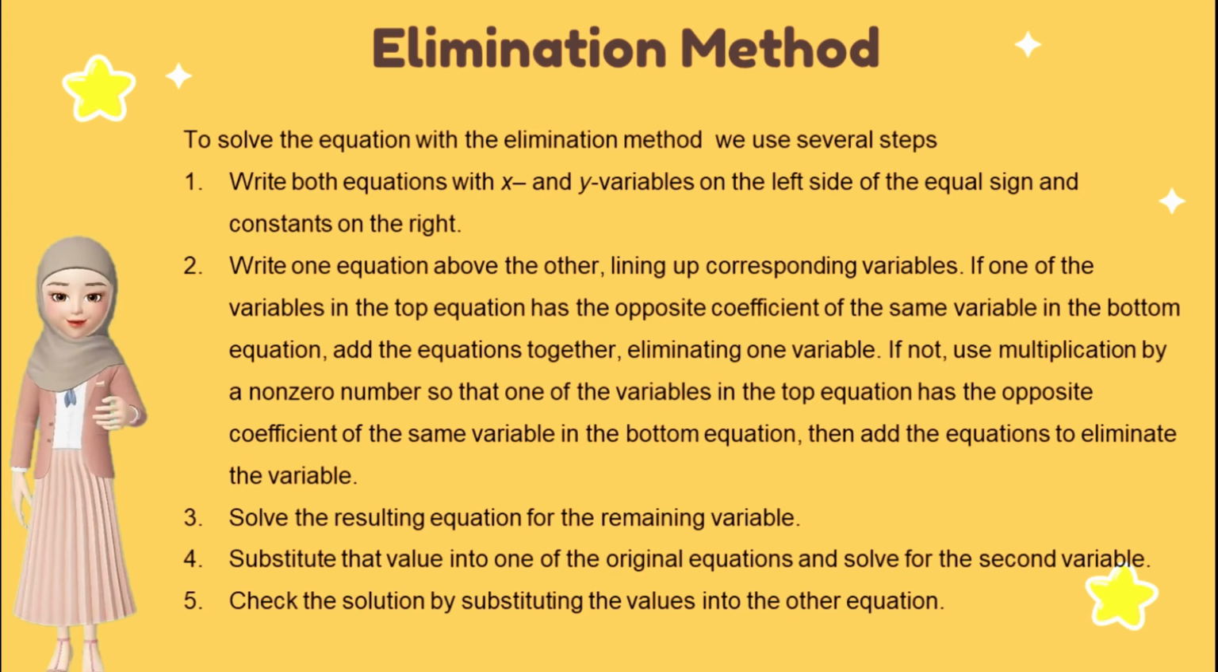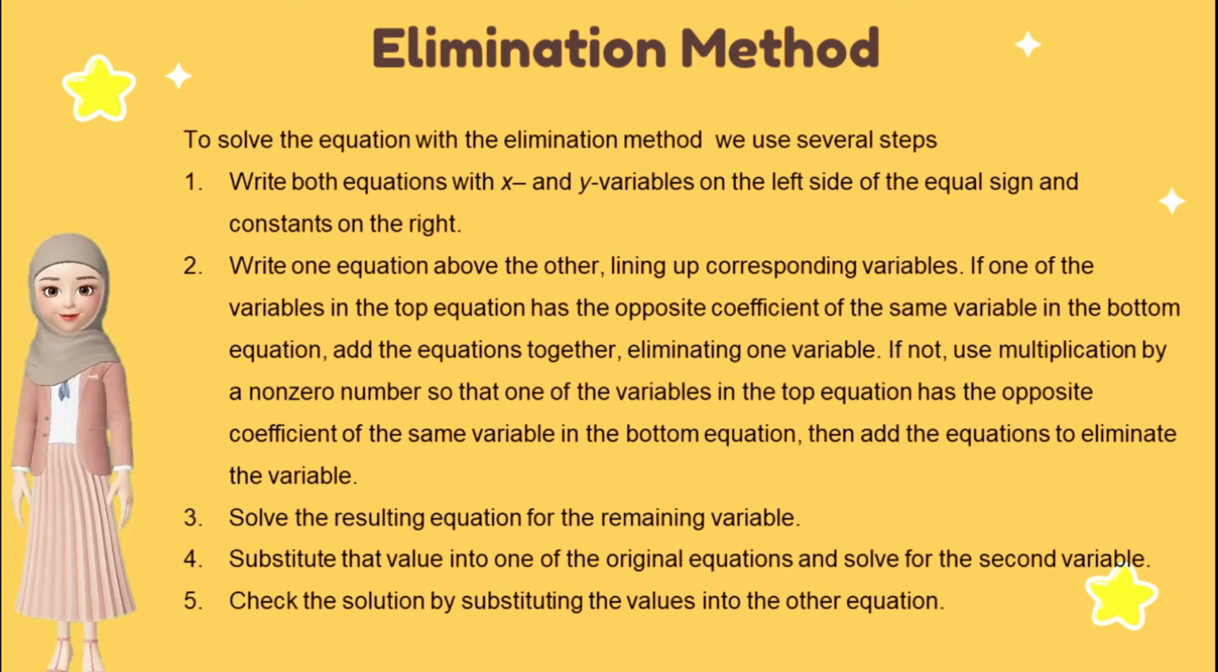If not, use multiplication by a non-zero number so that one of the variables in the top equation has the opposite coefficient of the same variable in the bottom equation. Then, add the equations to eliminate the variable. Third, solve the resulting equation for the remaining variable. Next, substitute that value into one of the original equations and solve for the second variable. And the last, check the solution by substituting the values into the other equation.